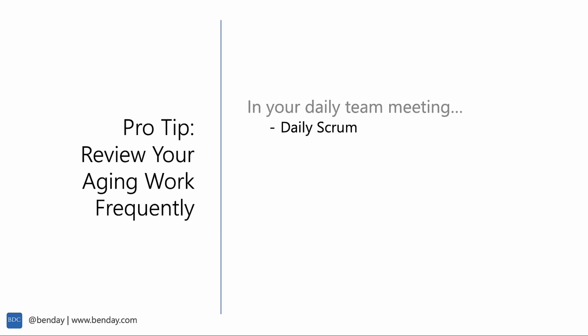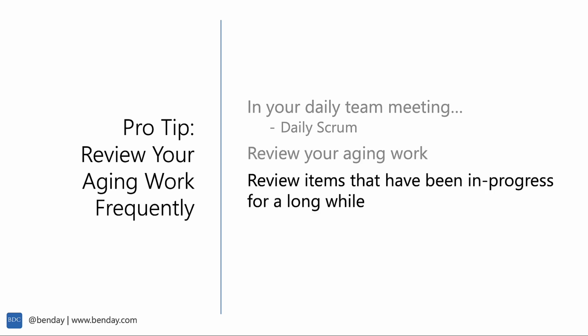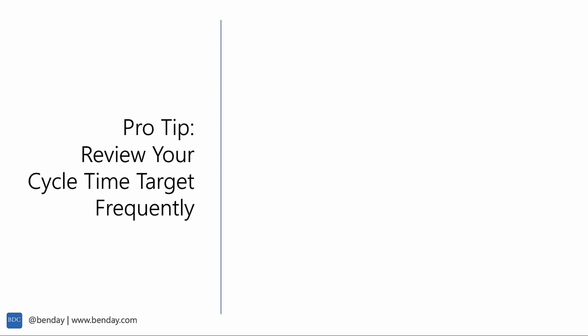In your daily team meeting, hopefully you're having a daily team meeting, something like a daily scrum, review your aging work. Just take a look at what's in progress and what's been in progress for a while. And review those things, especially the ones that have been in progress for an exceptionally long while. These things are your at-risk items, the at-risk items for blowing your SLE. And also, it goes without saying, keep reviewing the items that have already gone past the upper boundary of your SLE.